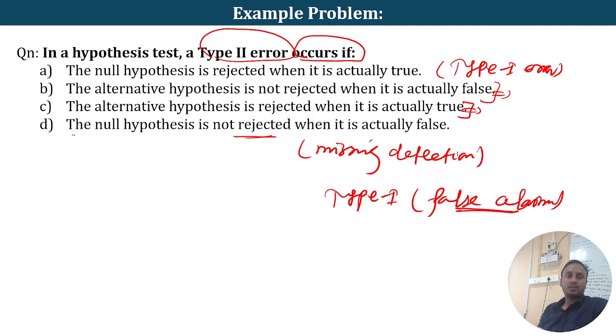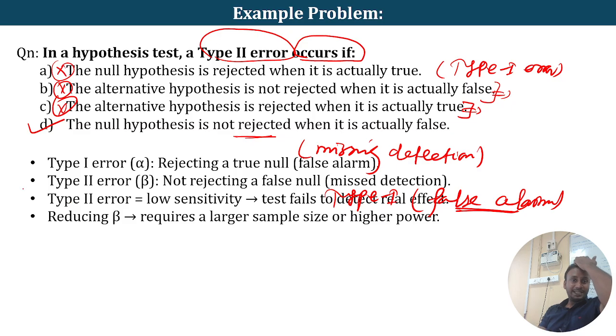Okay. So the fourth option will be the correct one. This can't be, this can't be, this can't be. Type 1 error is rejecting the true null, which means it's a false alarm. Type 2 error is not rejecting the false null. It's going to miss the detection. So type 2 error means low sensitivity; it failed to detect the real effect. Reducing beta requires a large sample or higher power.